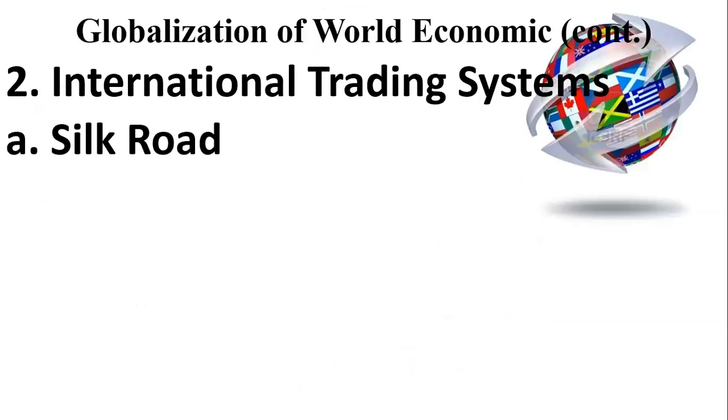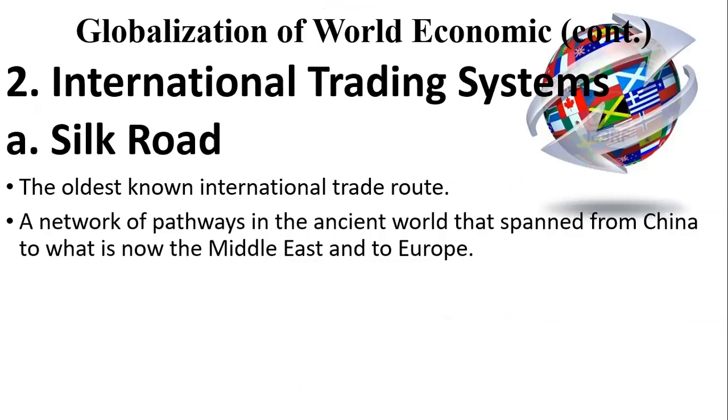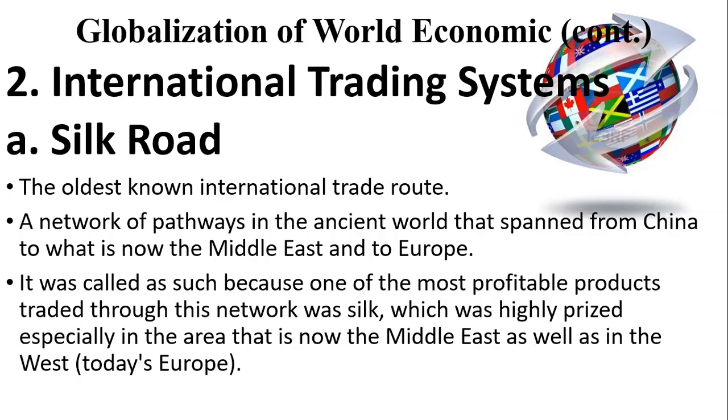The second one is trading systems. We are done with the International Monetary Fund, the IMF. The first under this is the Silk Road. It is the oldest known international trade route, a network of pathways in the ancient world that spanned from China to what is now the Middle East and Europe.